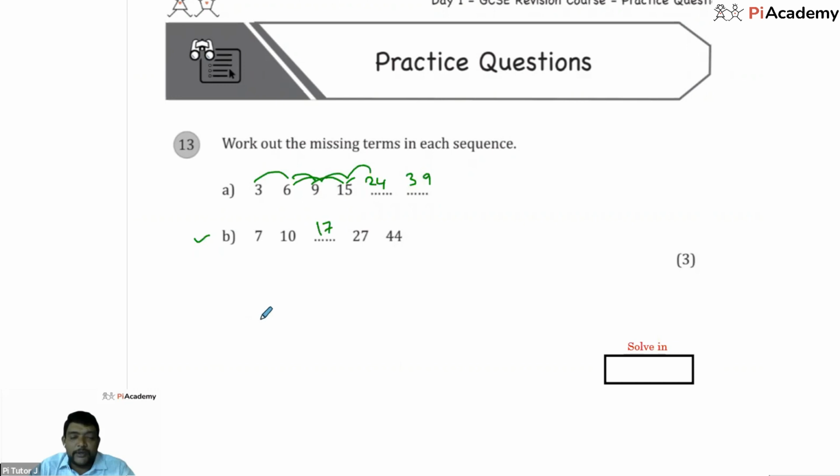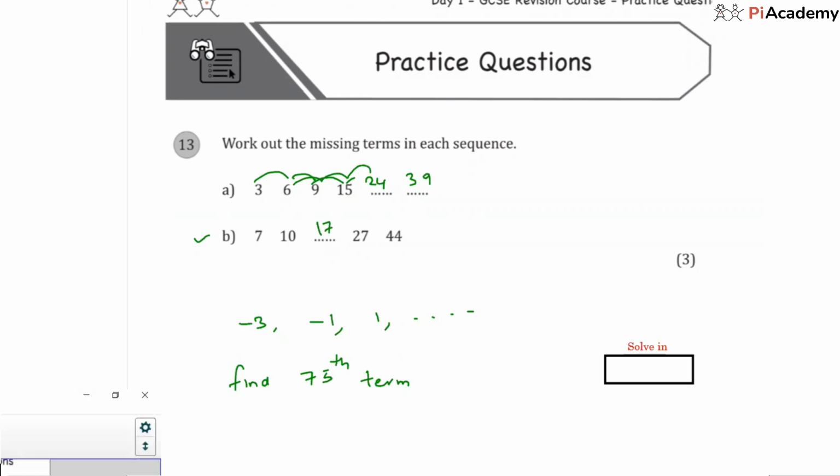Now, let me give you a sequence, okay? For example, you have a sequence like this: minus 3, minus 1, 1, and so on. I want you to find the 75th term in this sequence. Can you do that, all of you? Find the 75th term in that sequence. The sequence is minus 3, minus 1, 1, and then... 145. I've got 145. Okay, let others do.